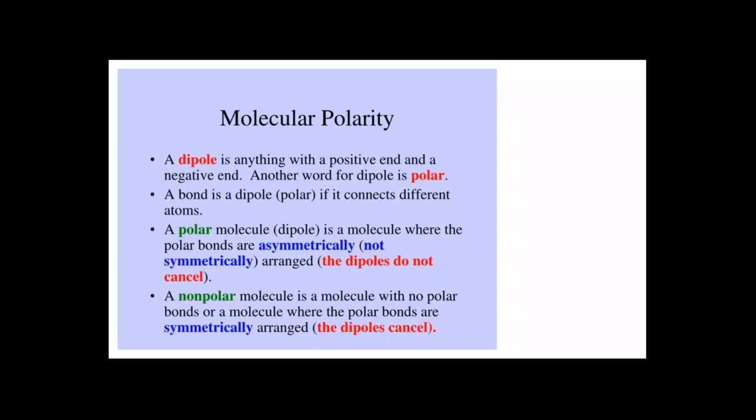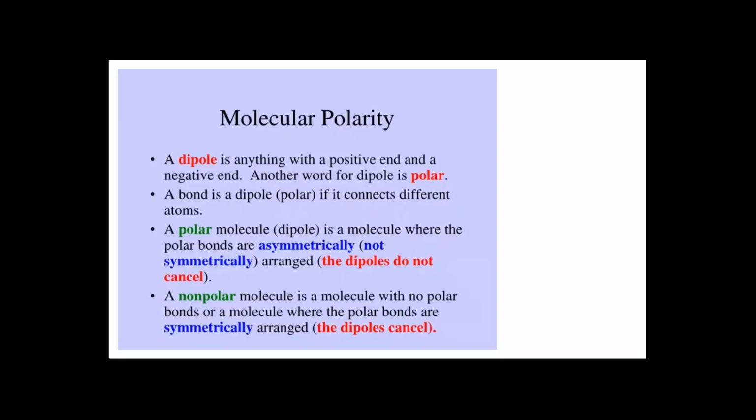A dipole is anything with a positive end and a negative end. So if a molecule has positive and negative ends, it's going to be polar. Another word for a dipole is polar. A bond is a dipole if it contains different atoms. Clearly, any two different atoms or different elements will have different electronegativities.